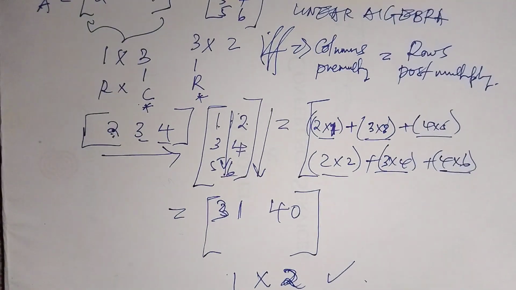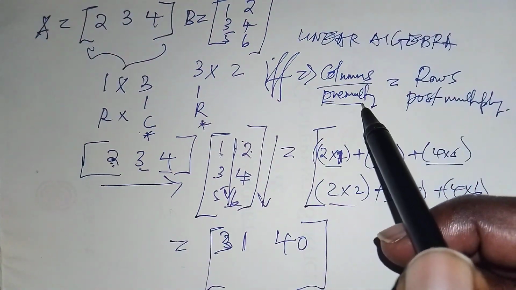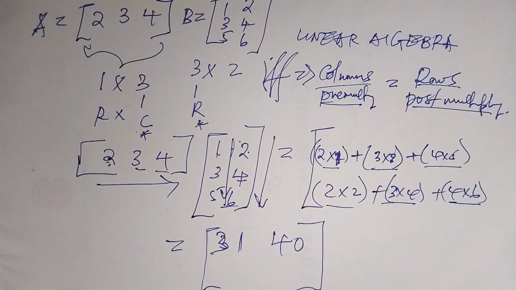So you can only multiply if and only if the column in the pre-multiply is equal to the rows in the post-multiply matrix.